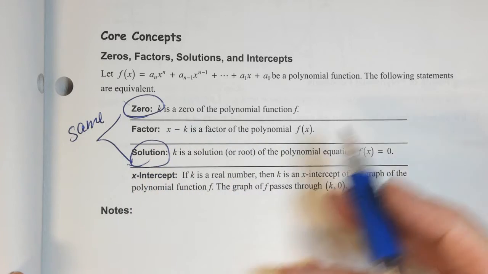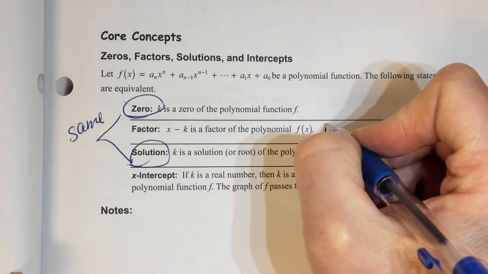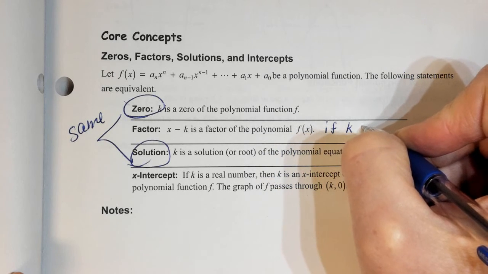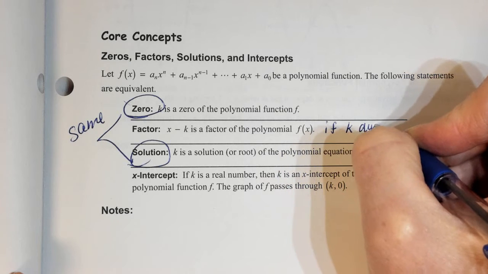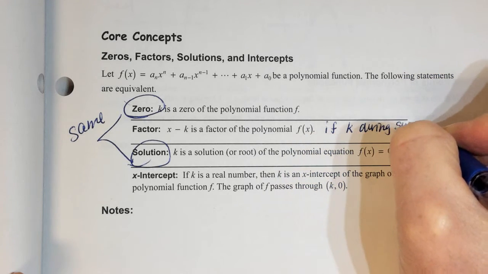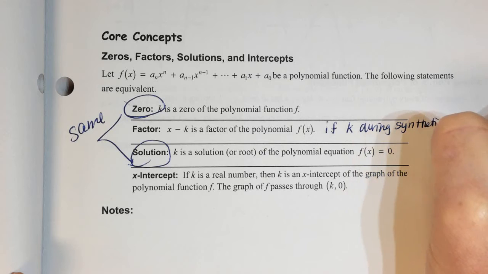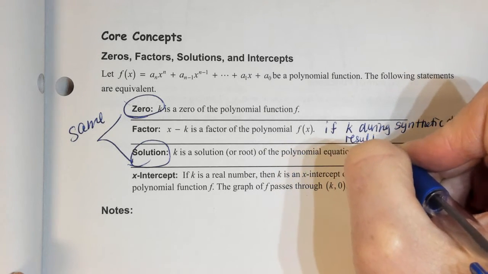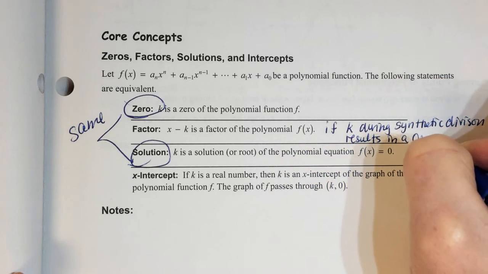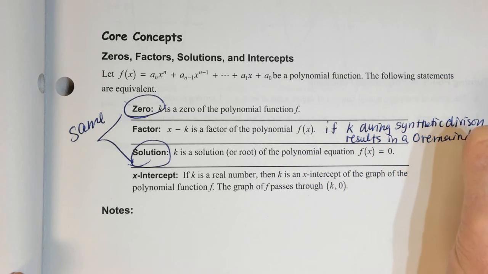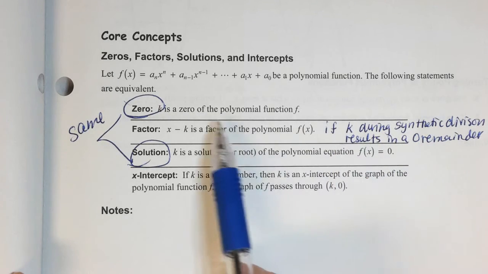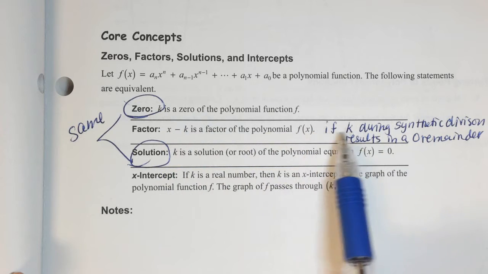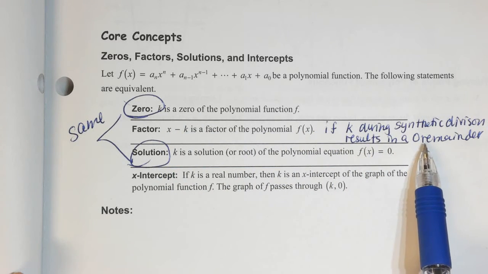Okay? A factor is going to be a factor of the polynomial. X minus k will be a factor, and this is going to be true if k during synthetic division results in a 0 remainder. So you've done this all the time. We want to know, is x minus 2 a factor? We put 2 into the box using synthetic division. If we get a 0 for the remainder, yes.